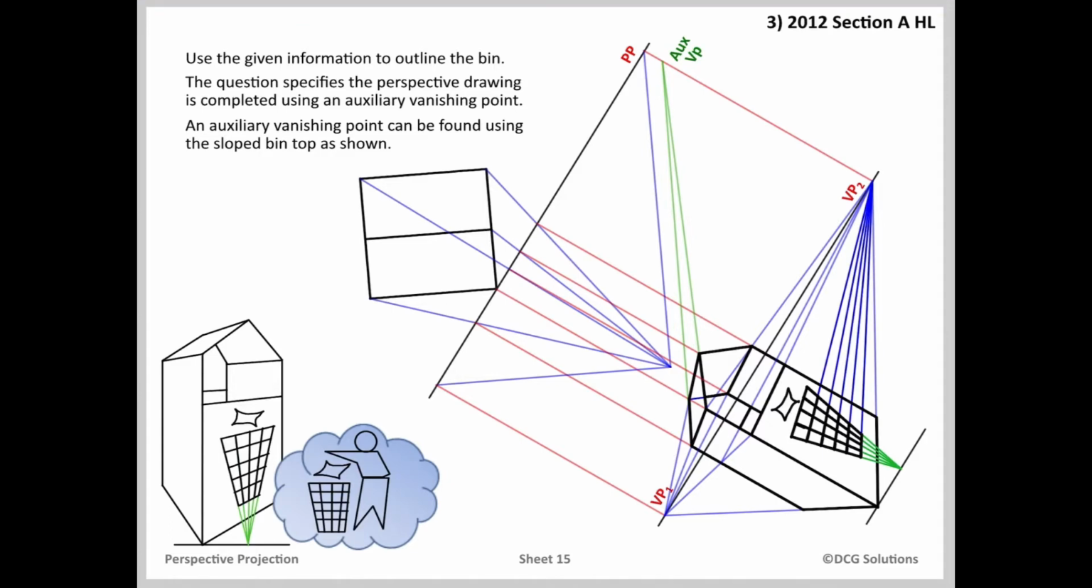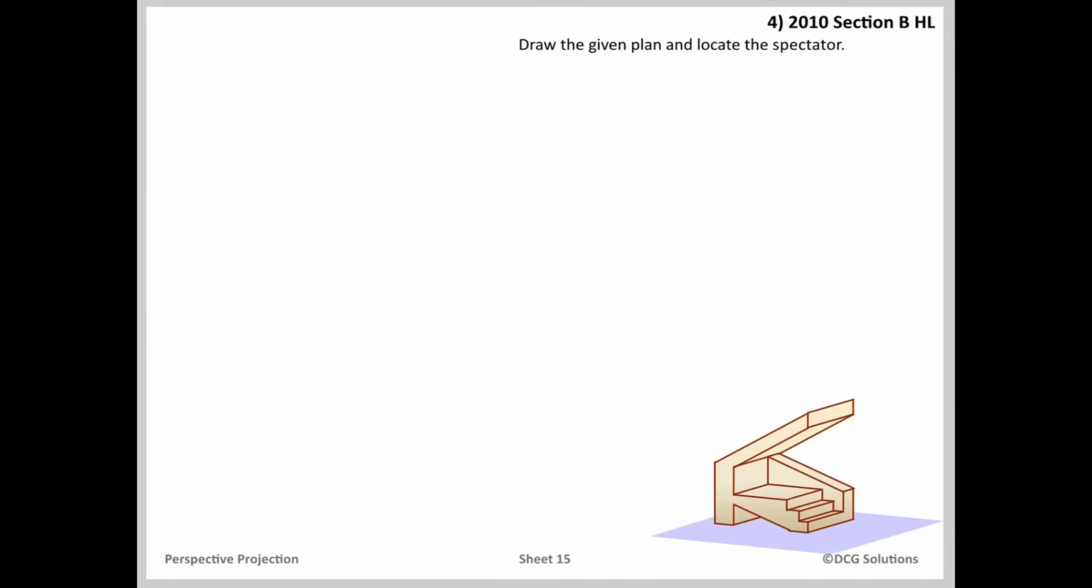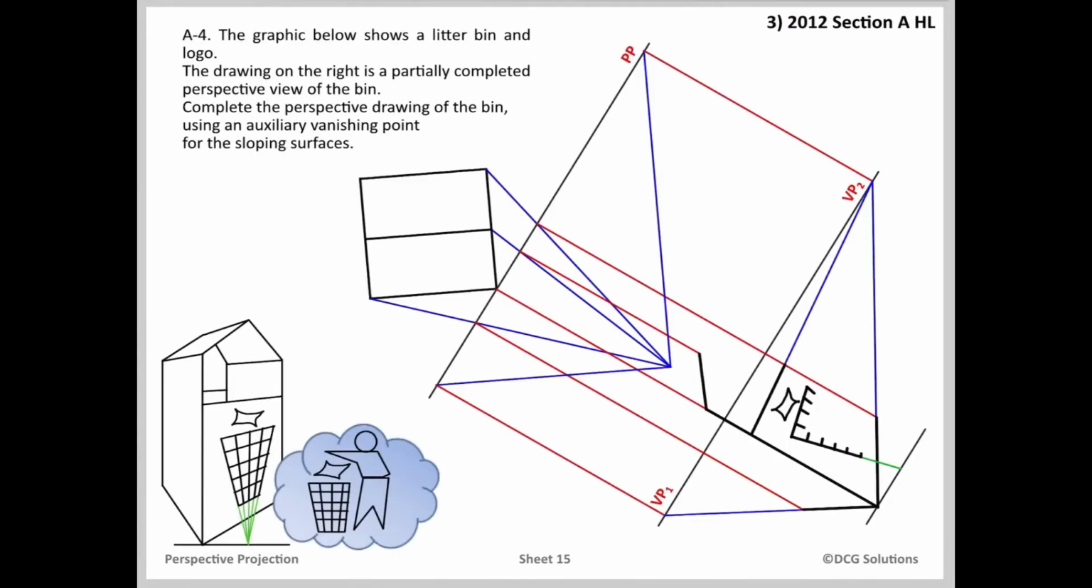What you need to watch out for in this particular question, and I like it because it's unusual and it's something that could come up again, is the fact that you're not told the slope needed for the auxiliary vanishing point, so you can't draw a triangle. You just have to extend the lines they've given you in order to find that auxiliary vanishing point. Okay, so there we go.